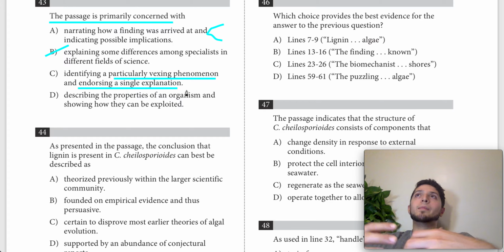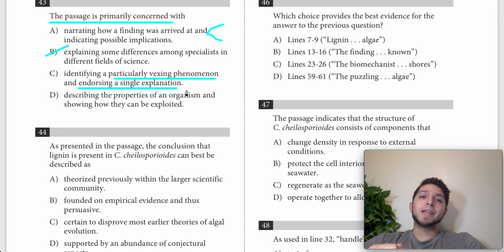The way that they're describing lignin is in very neutral terms, very easy terms. They're not talking about it being vexing. And I'd be surprised if there's any phenomenon on the SAT that's described as being vexing and that they're going to offer this single explanation, no qualifications. So for that reason, C is not a good answer choice.